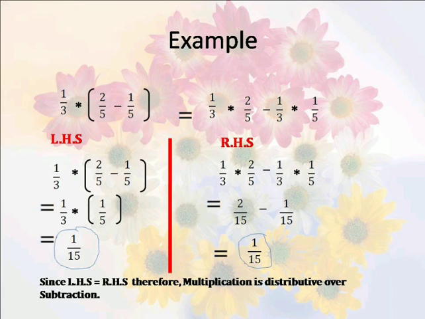For example, here 1 upon 3 is outside and 2 upon 5 and 1 upon 5 are inside the bracket. So 1 upon 3 will be multiplied with 2 by 5 and 1 upon 3 will be multiplied with 1 upon 5. As in between 2 upon 5 and 1 upon 5, subtraction sign is there. So we will subtract the values. Now let's see the answers. Here both the answers are same. So we can say that multiplication is distributive over subtraction.